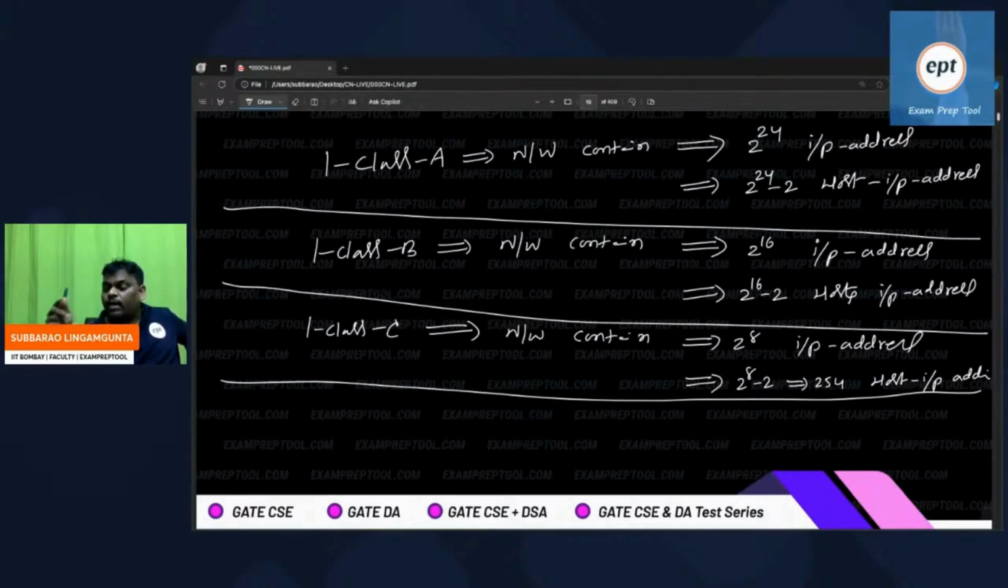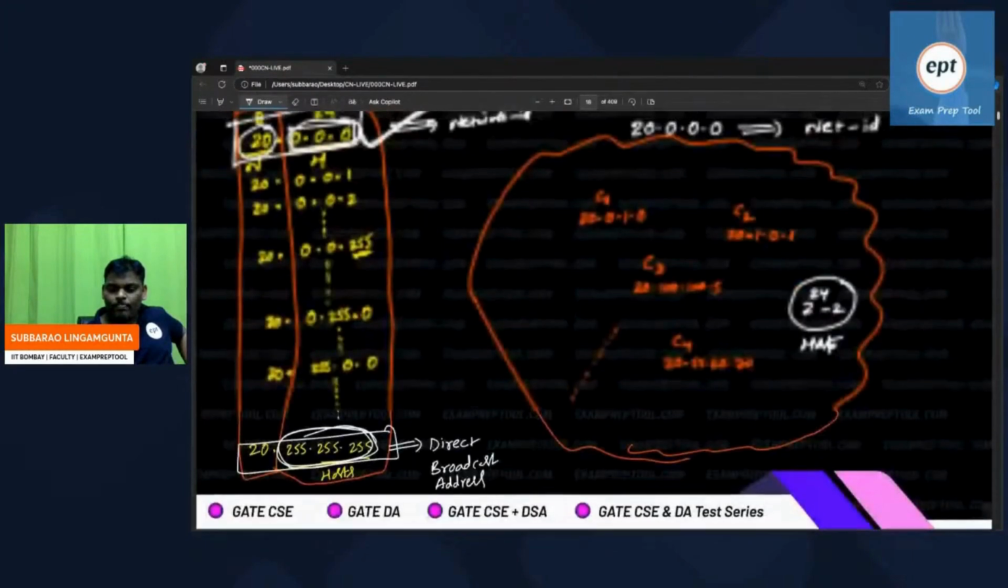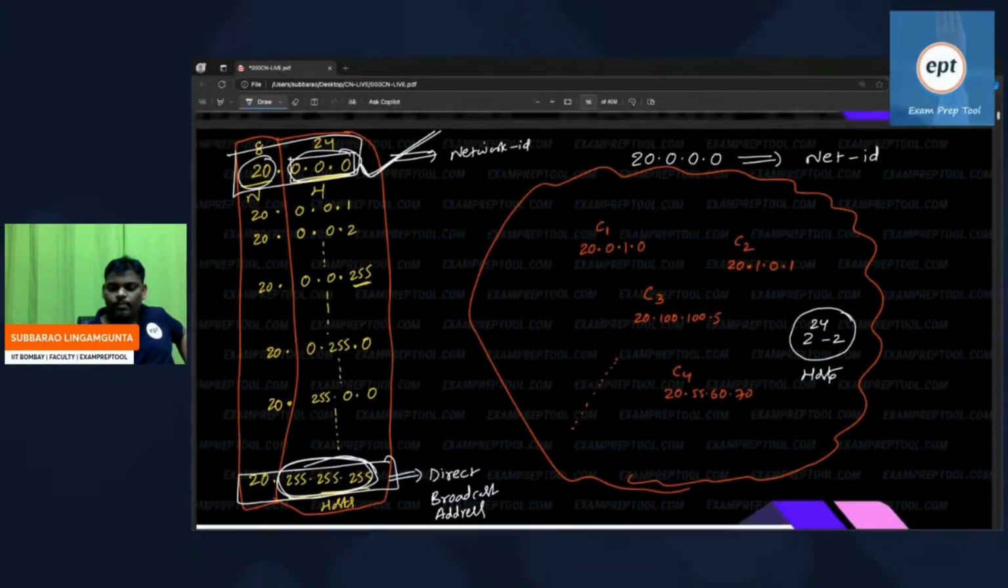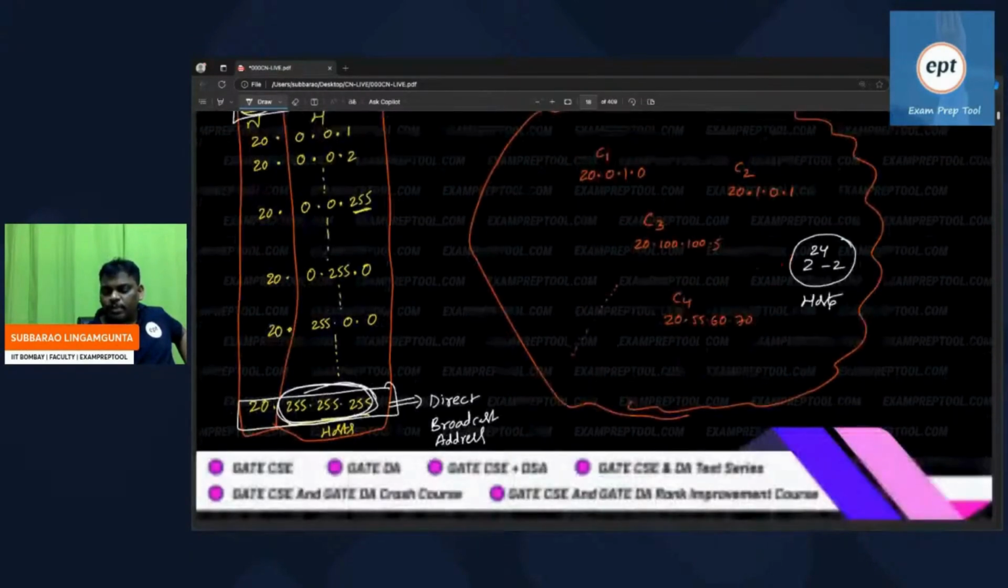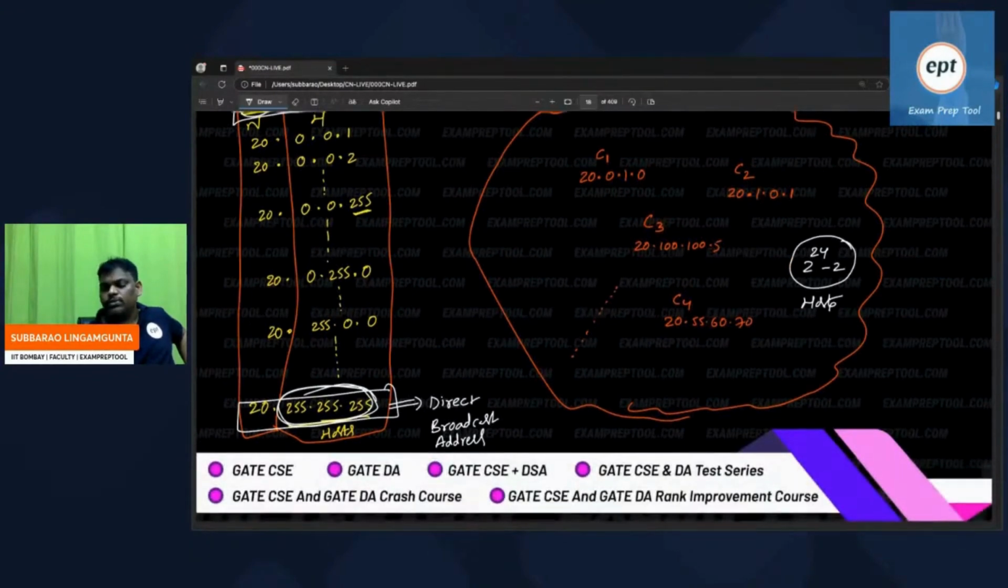One class A network contains how many IP addresses? 2 power 24. How many host IP addresses? 2 power 24 minus 2, because all zeros is special purpose and all ones is also special purpose. See, the first one is the network ID. The last one is special purpose. We will see afterwards. I haven't used the last one till now; I will use it afterwards.